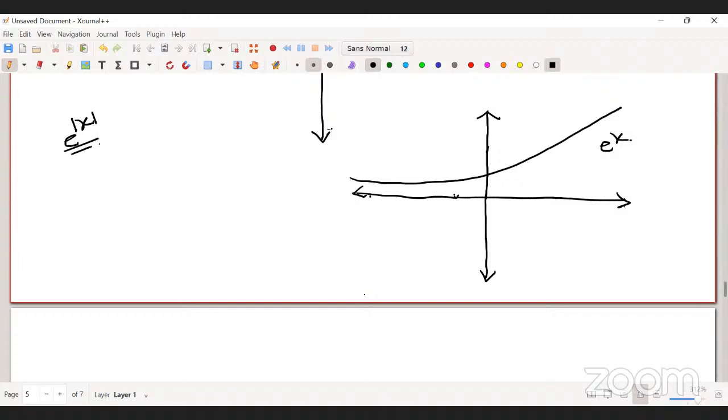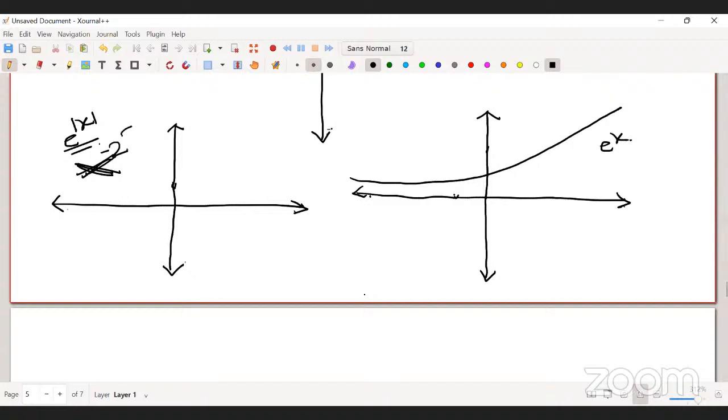So if you try to draw the graph, the main problem when you are taking the modulus in e to the power mod x is the left hand side, this side. Because here, instead of the natural value, you are getting something different. Instead of -2, you are getting 2, right? So the main problem you will face is on the left hand side.